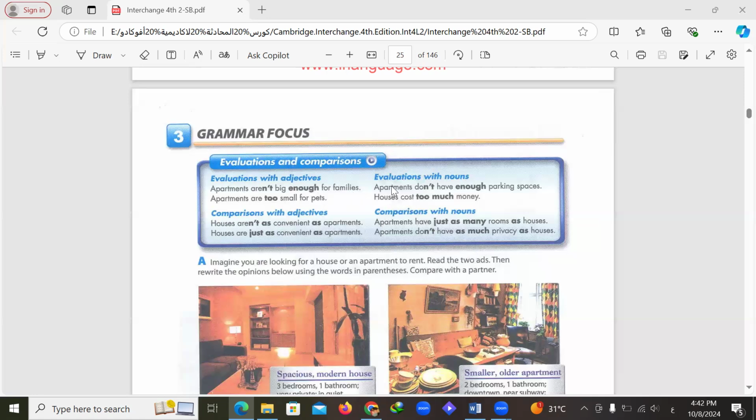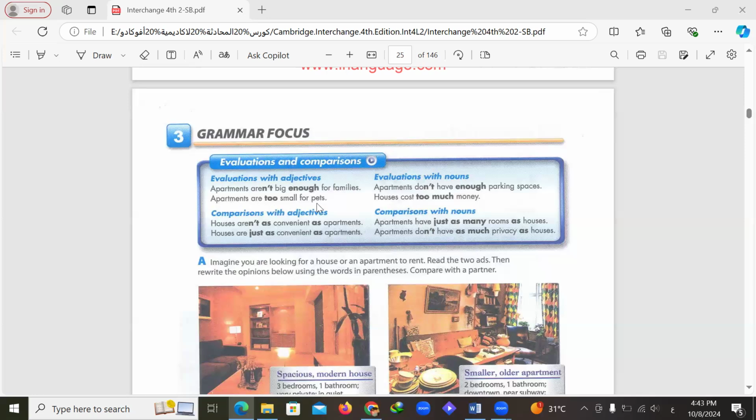Okay, evaluation with nouns. If I want to replace this adjective big and use nouns: apartments don't have enough parking spaces. So we use a noun after enough, and we use an adjective before enough. Again, apartments aren't big enough. I use the adjective before enough. Apartments don't have enough parking space. I use the noun after enough. Okay, you can pause the video and repeat it many times.